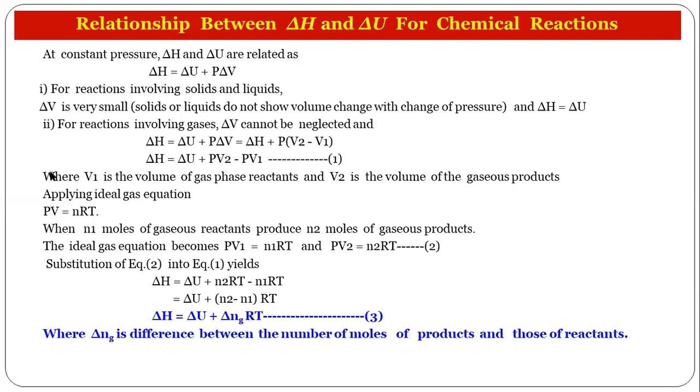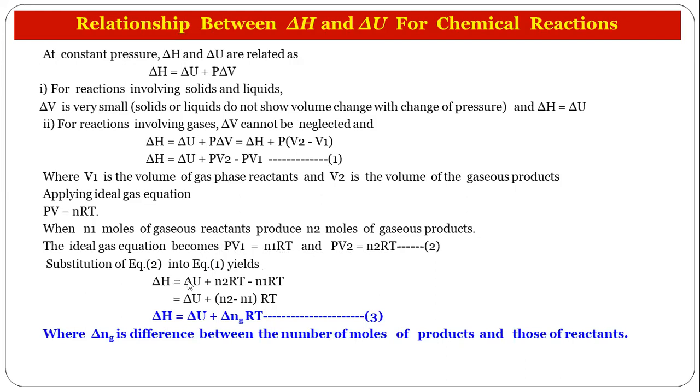This is equation number 1, where V1 is the volume of the gas phase reactants and V2 is the volume of the gaseous products. Applying the ideal gas equation, PV is equal to nRT, where you know all these: pressure, volume, number of moles, gas constant and temperature. N1 is the moles of reactants and N2 is the moles of products. Same as volume, V1 is for the gas phase reactants and V2 is for the gas phase products. So P V1 is equal to N1 RT and P V2 is equal to N2 RT. By substituting these values in equation 1, we put PV1 is equal to N1 RT.